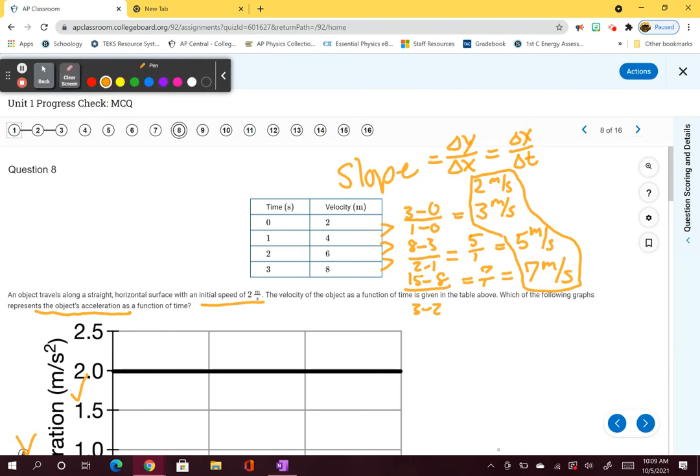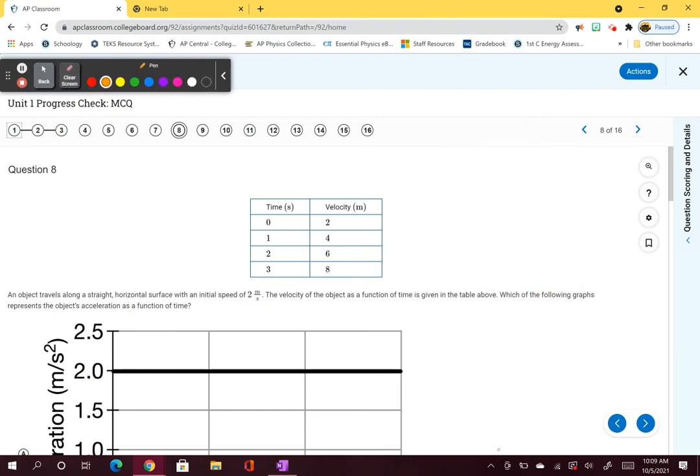There we go. So now they're giving us, it looks like an object travels along a straight horizontal surface with an initial speed of 2 meters per second. The velocity of the object as a function of time is given in the table above. So now they're giving us a table of time and velocity. Which of the following graphs represent the acceleration as a function of time?